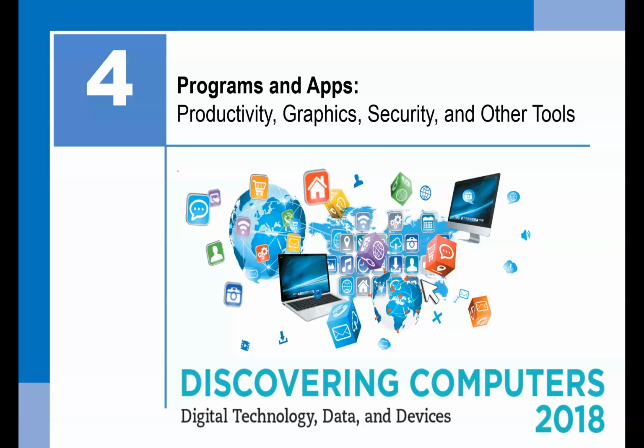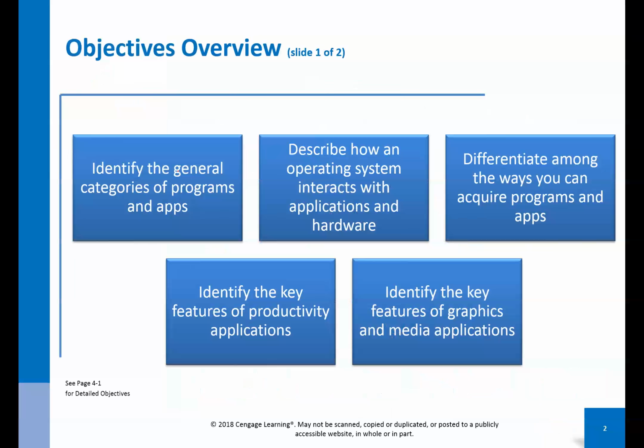In this chapter, we'll be talking about productivity software, graphical software, and security software, as named in the chapters here. They are the main types that we're going to be taking a look at.